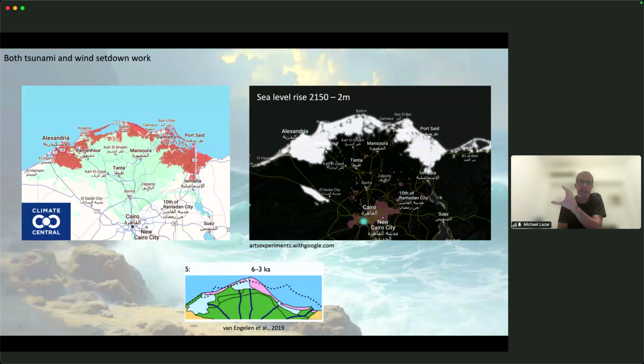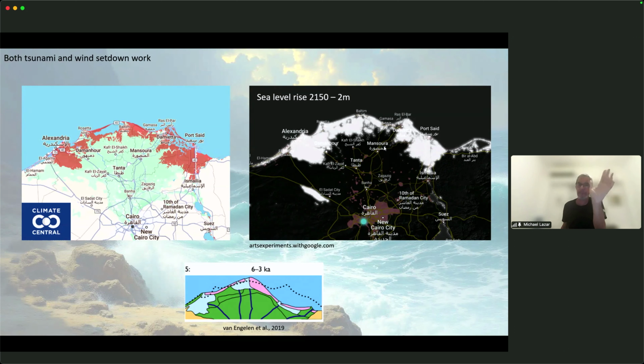This was just an exercise that I began one evening. Unfortunately, it was cut short because I had to run down to the bomb shelter and I didn't get a chance to come back to it. But this is what a 2-meter high wave or a 2-meter increase in sea level would look like in the present day Nile Delta. These are just two different models. They're more or less in agreement with each other.